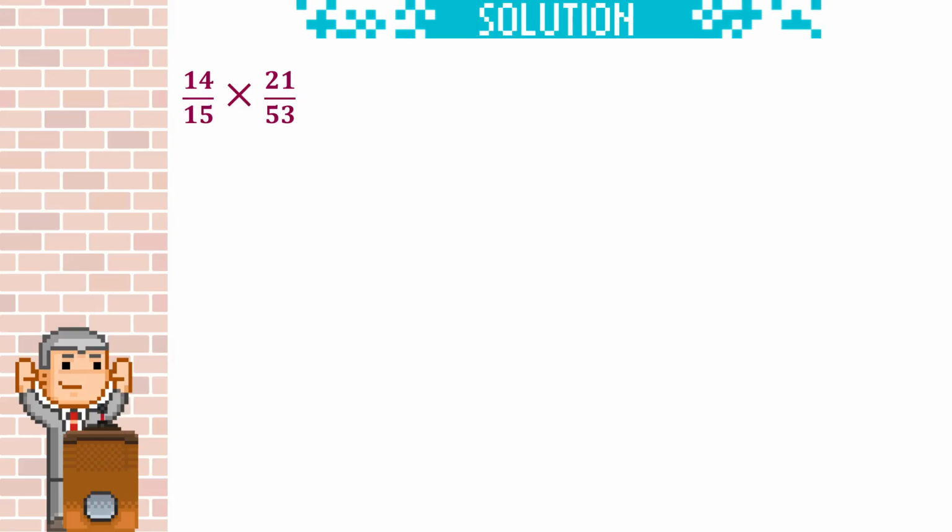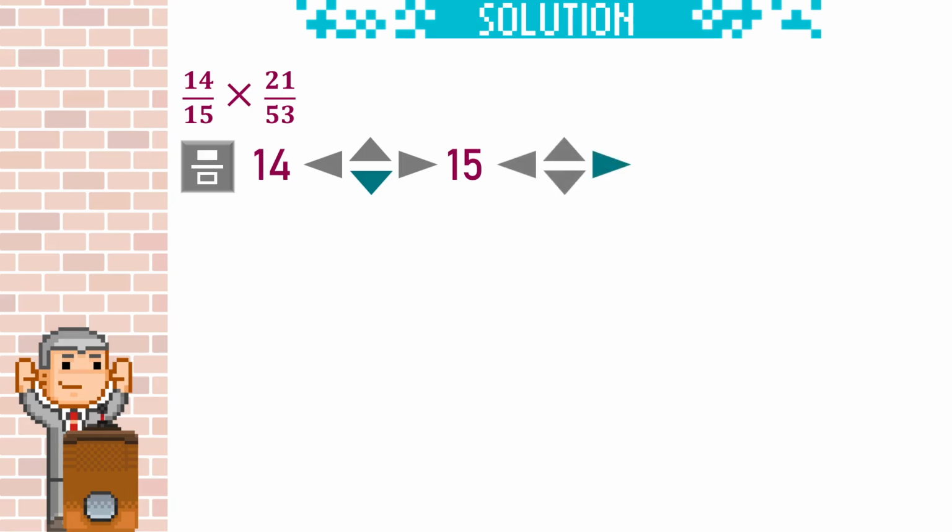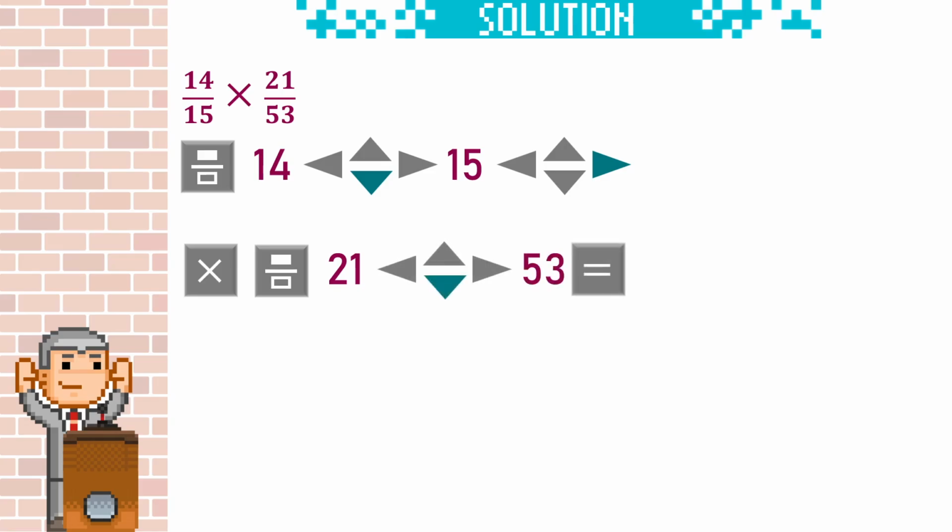When using a calculator, we need to first of all write the 14 over 15. We start by pressing the fraction button, then we type the 14 in at the top of the fraction. Then we need to click down to go to the bottom of the fraction and then type the 15. We then need to come out of the fraction by clicking the right hand cursor button. We can then do the same process after we've clicked the times button to make the 21 over 53. Type the numerator, click down, denominator. Then all we need to do now is press the equals sign to find our answer of 98 over 265.